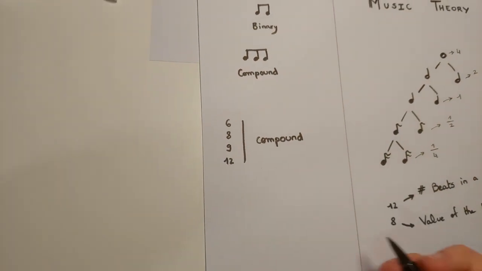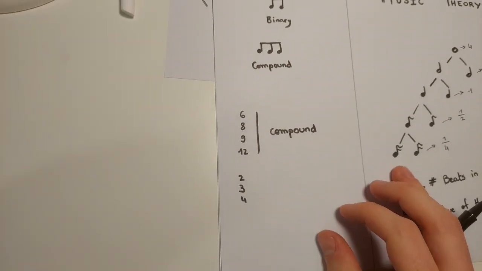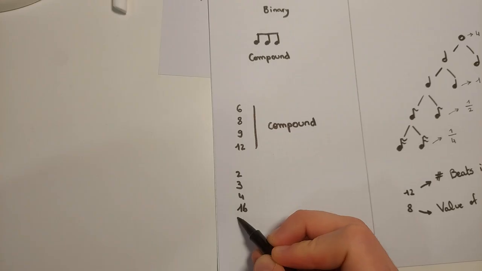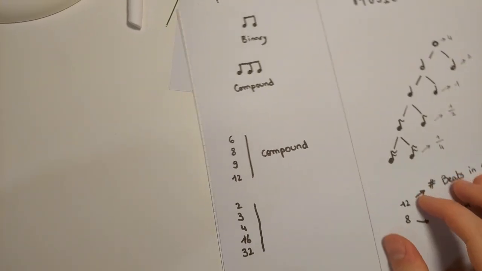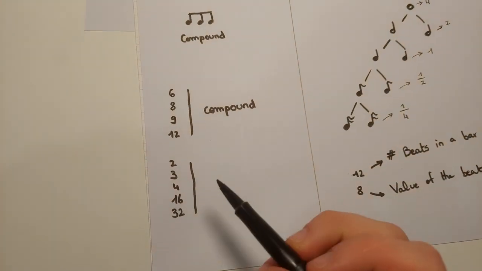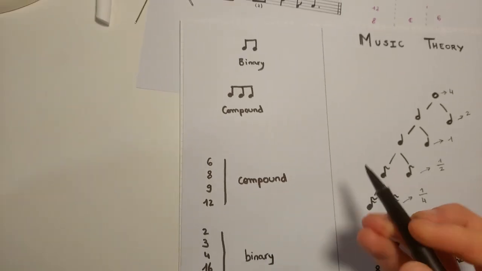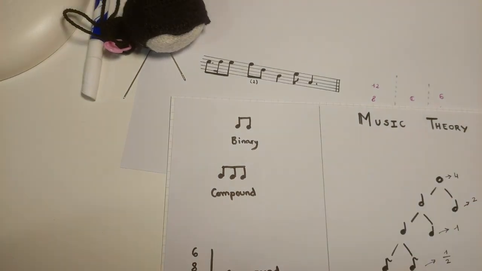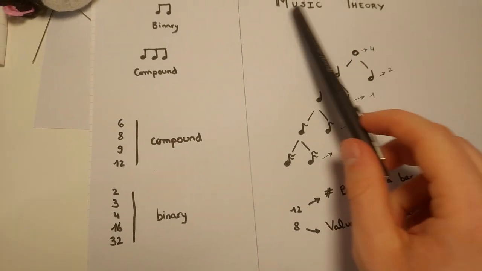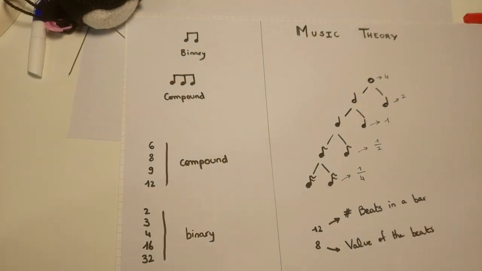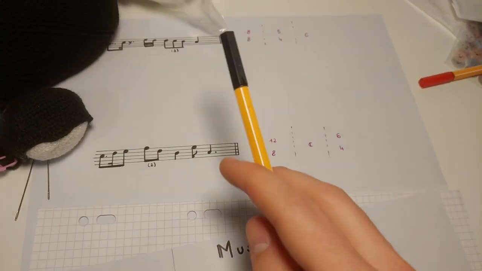On the other hand, if we have 2, 3, 4, 16 or 32, it means that our bar is binary. So we will have these kind of notes. So these are the 2 rules, and with all of these, you will be able to do these exercises right there.